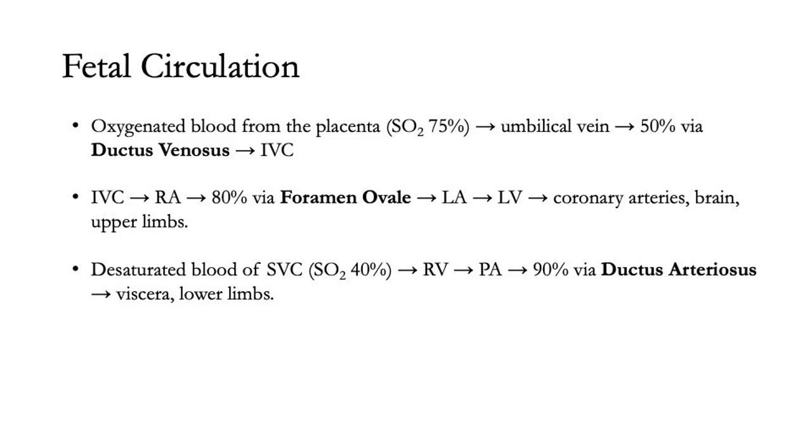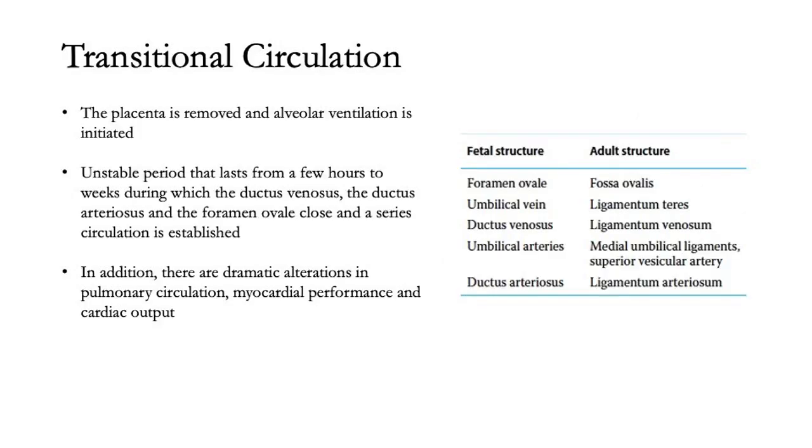When the baby is born, the low-resistance placenta is removed, resulting in a marked increase in systemic resistance, and alveolar ventilation is initiated, causing a marked decrease in pulmonary resistance. During the next few hours to weeks, the ductus venosus, ductus arteriosus and foramen ovale close. In addition, there are dynamic alterations in pulmonary circulation, myocardial performance and cardiac output. Because of these considerable circulatory changes occurring, 50% of neonates born with CHD will become ill enough during the first days or weeks of life to require medical or surgical intervention.